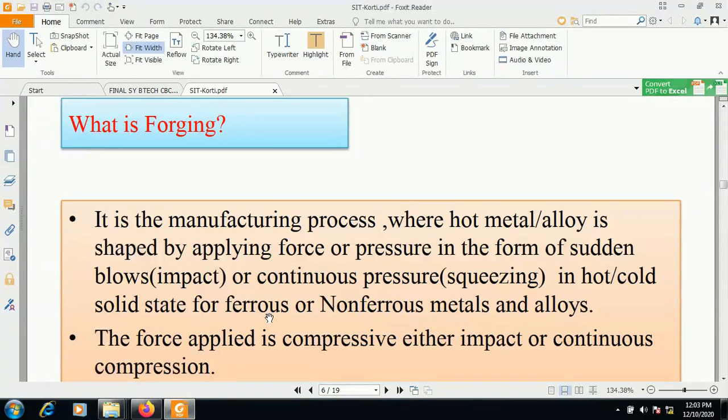We have seen that 99% of forging operations are carried out in a hot condition, but for manufacturing the head of a bolt we use the cold forging technique, and forging is applied for ferrous as well as non-ferrous metals and alloys.